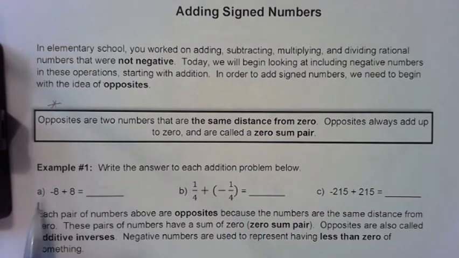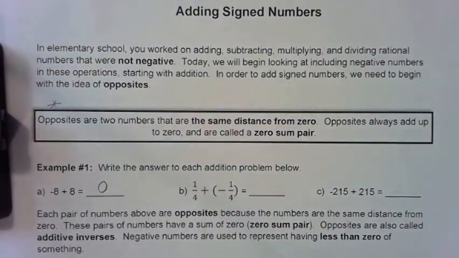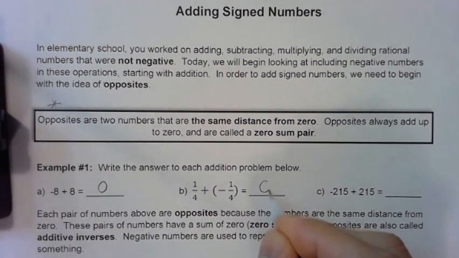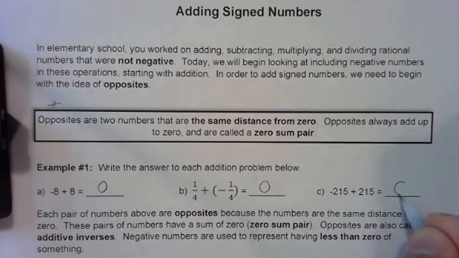In letter A, -8 plus 8. These numbers are opposites because they're the same distance from zero. -8 is 8 units to the left of zero, 8 is 8 units to the right of zero, and if you add opposites, you will get 0. 1/4 plus -1/4 is also 0 because 1/4 and -1/4 are the same distance from 0. They're opposites.